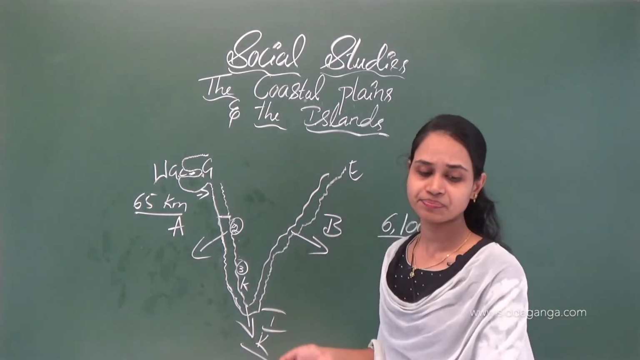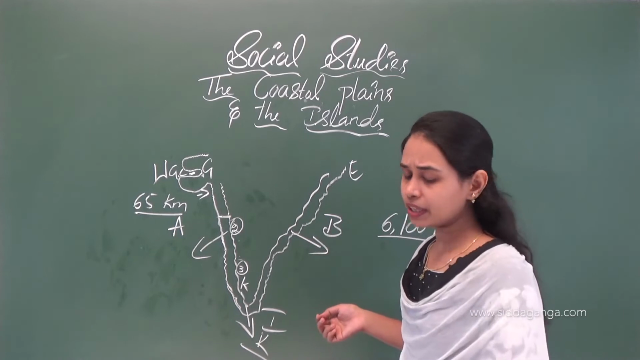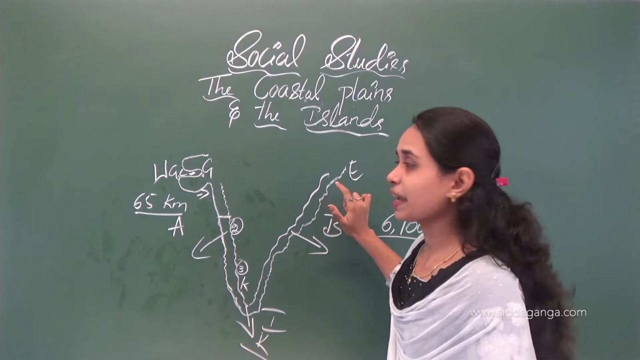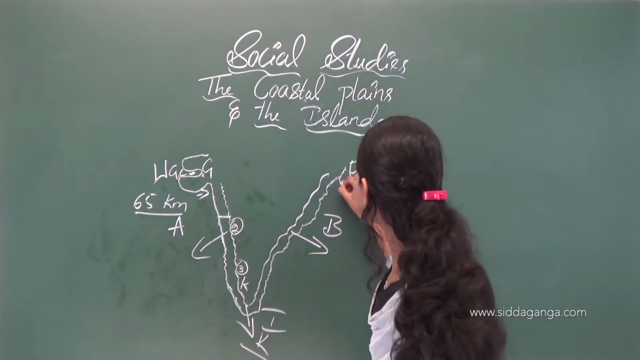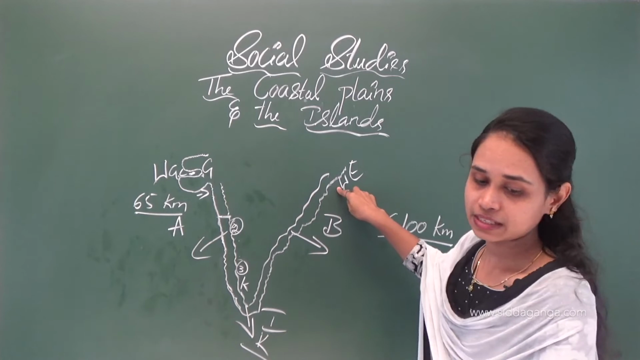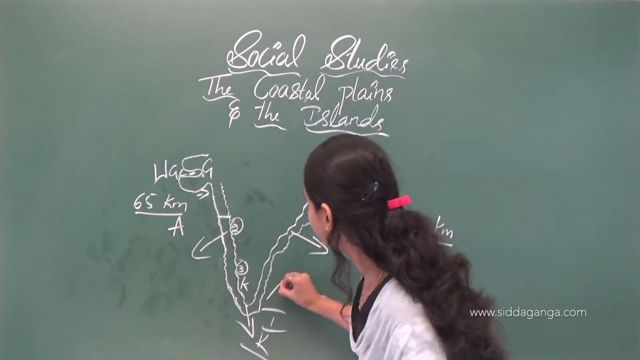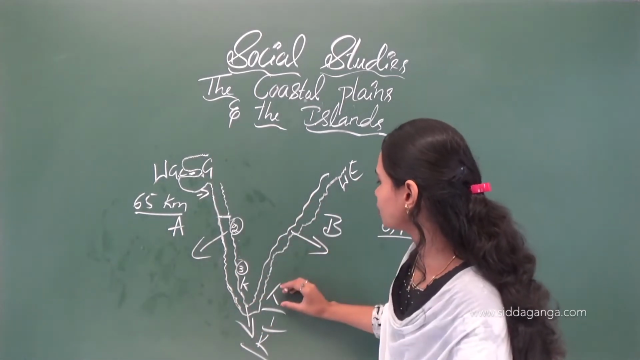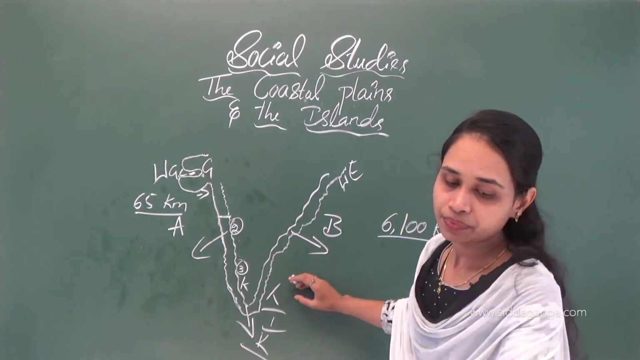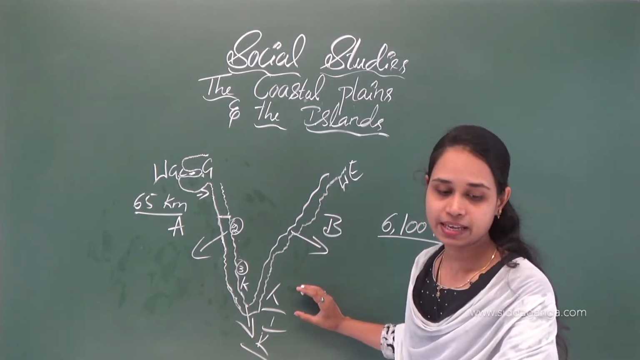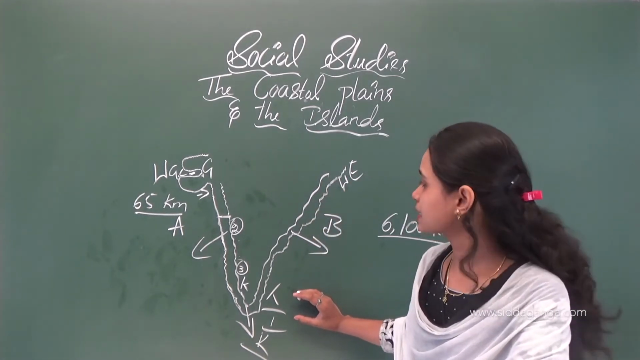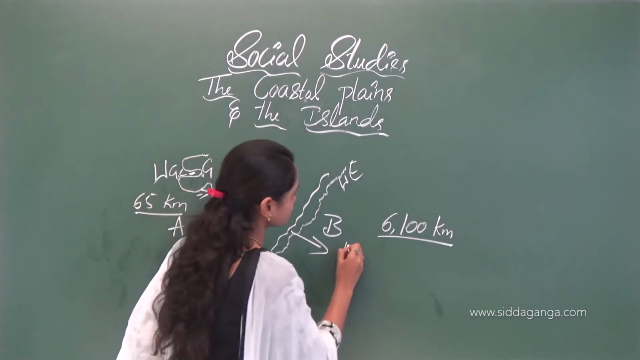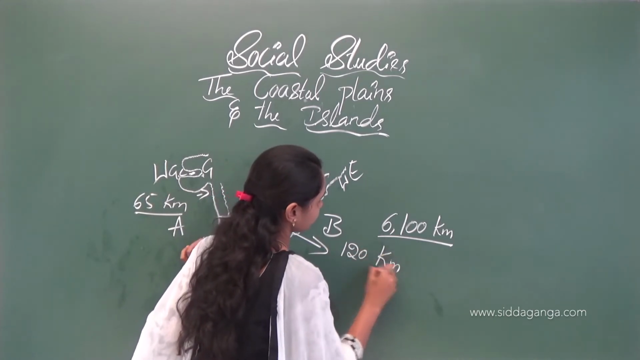Here in the eastern coastal plain, it stretches from West Bengal to Tamil Nadu. Here it is Gujarat to Kerala, and here West Bengal to Tamil Nadu. The average width of the plain is about 120 kilometers. How many kilometers? 120 kilometers.